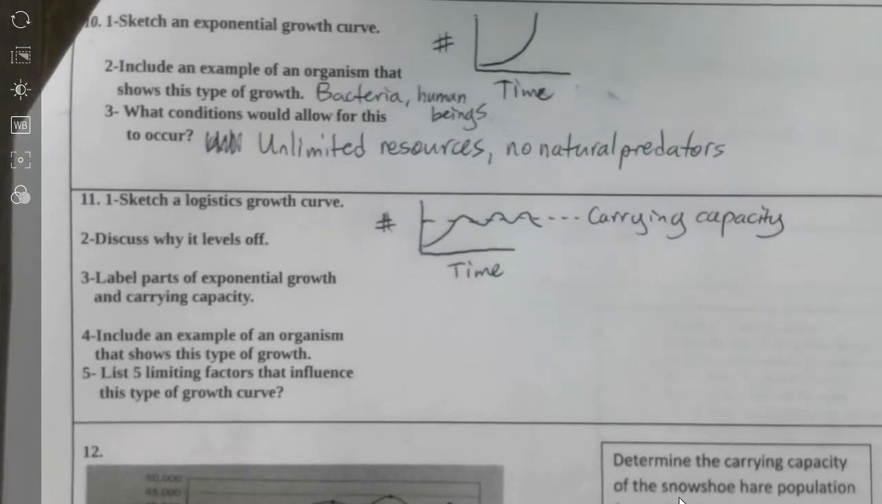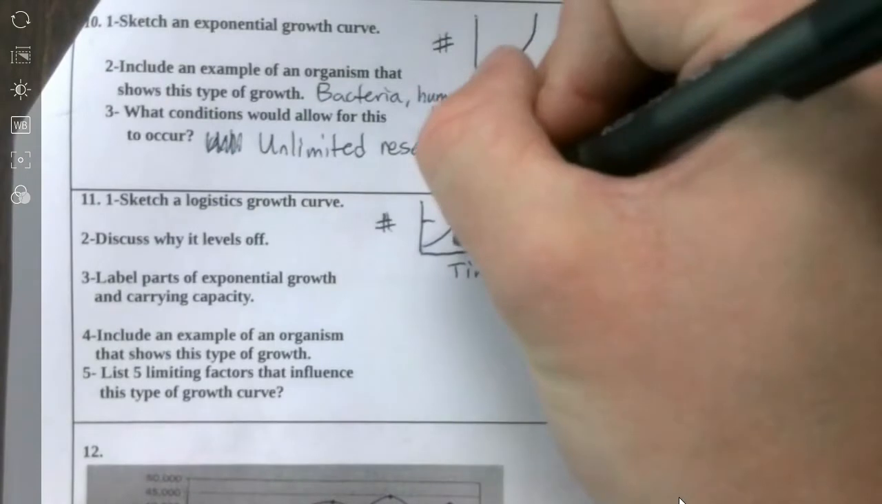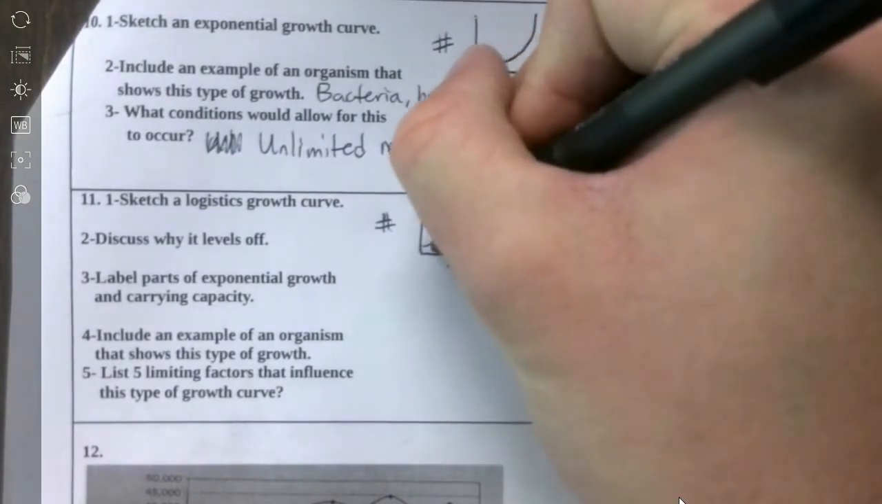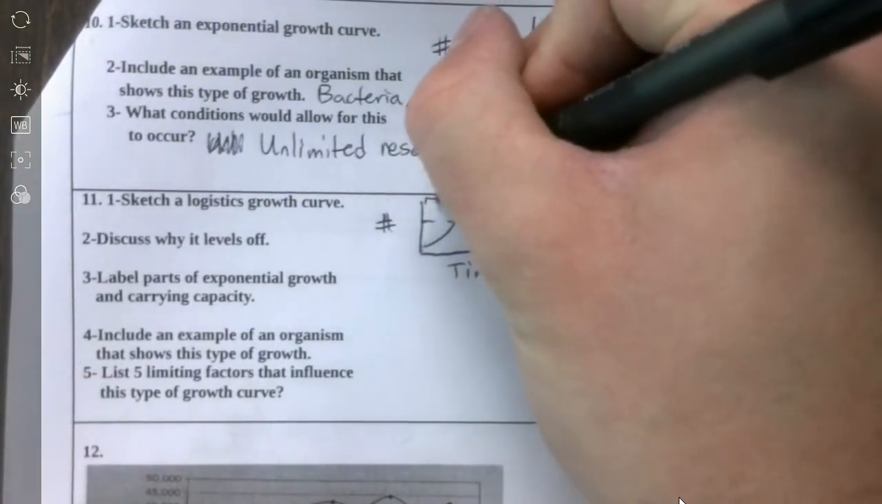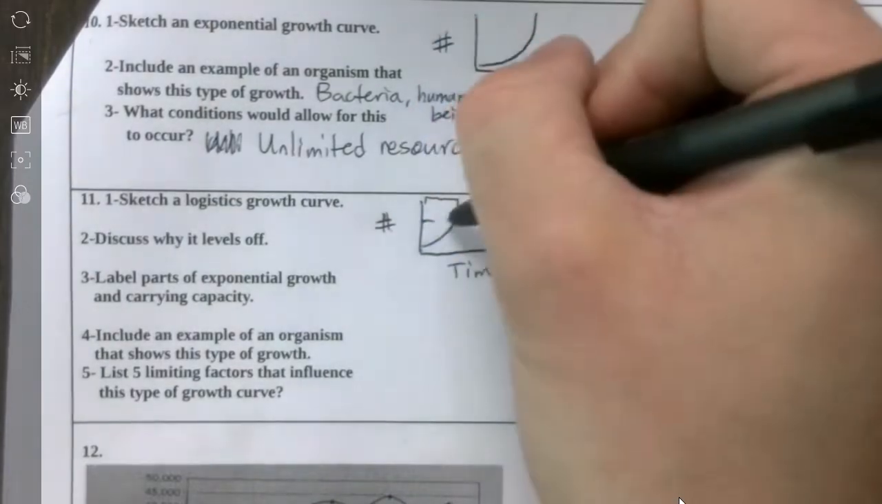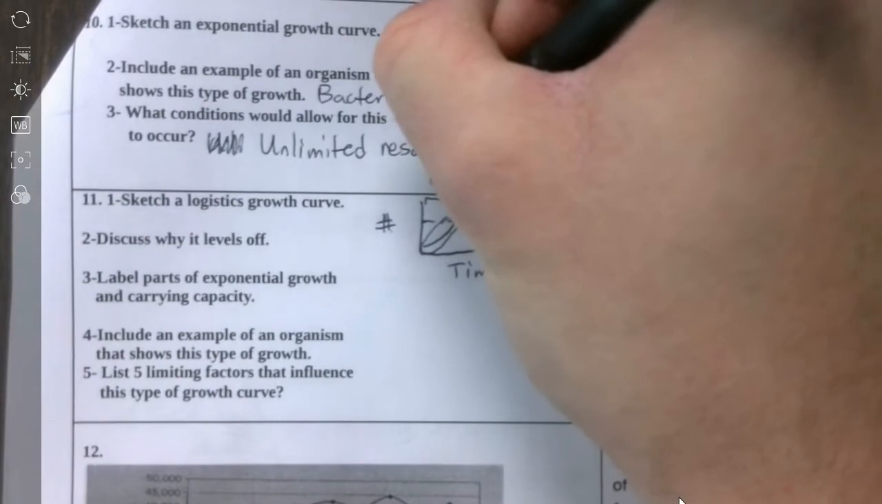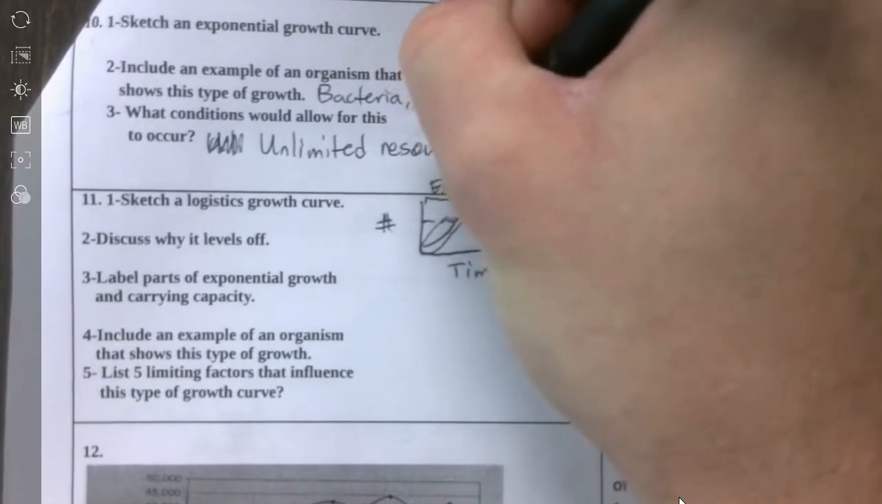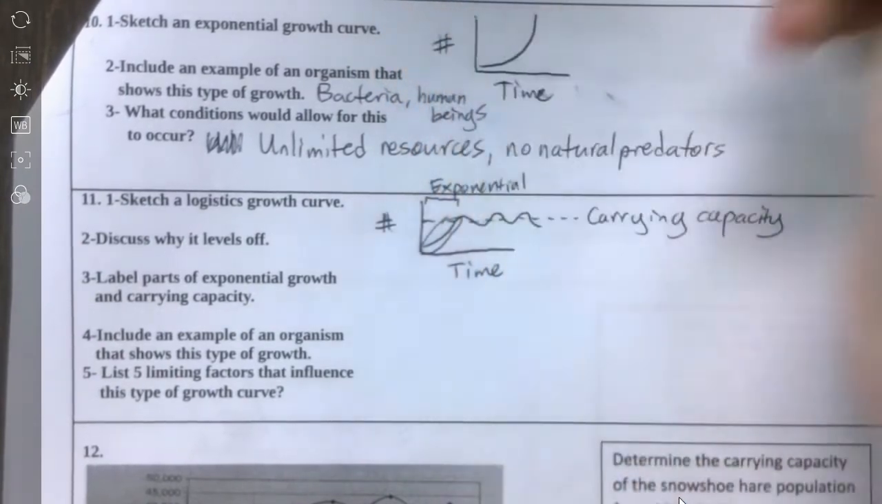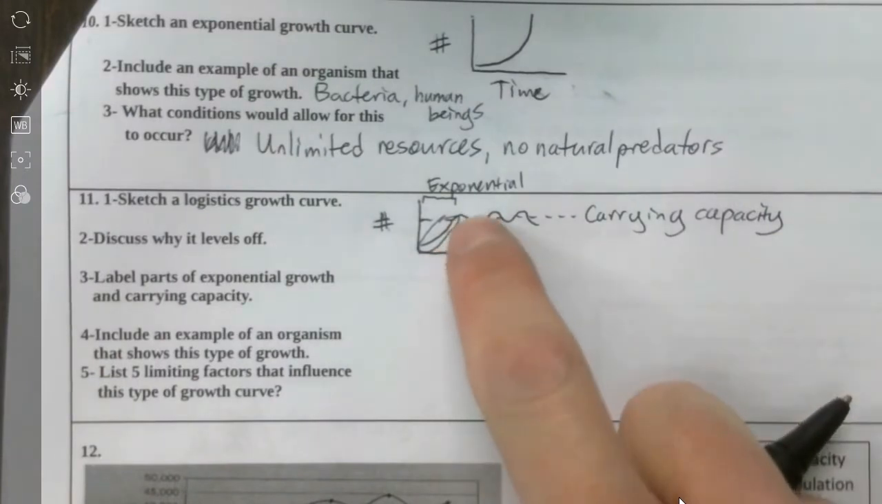Okay. So this part here, let's just list it up here. This section, we could call the exponential growth section. Okay, but then it hits a point where that population can no longer grow anymore.